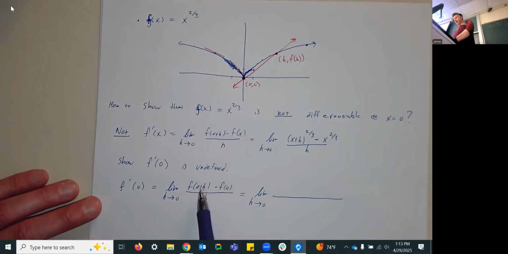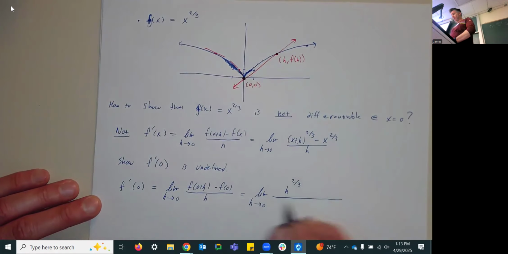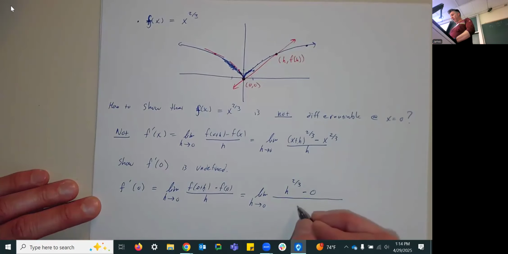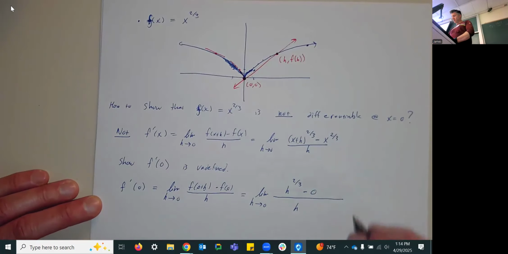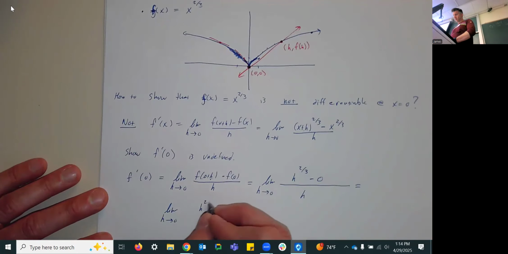So instead of writing x plus h to the 2/3, I'm just going to write 0 plus h, or h, to the 2/3 minus f of 0, but f of 0 is 0 to the 2/3 power, which is 0, all divided by h. And if we simplify this, look what happens. We get the limit as h goes to 0 of h to the 2/3 divided by h to the 1st.